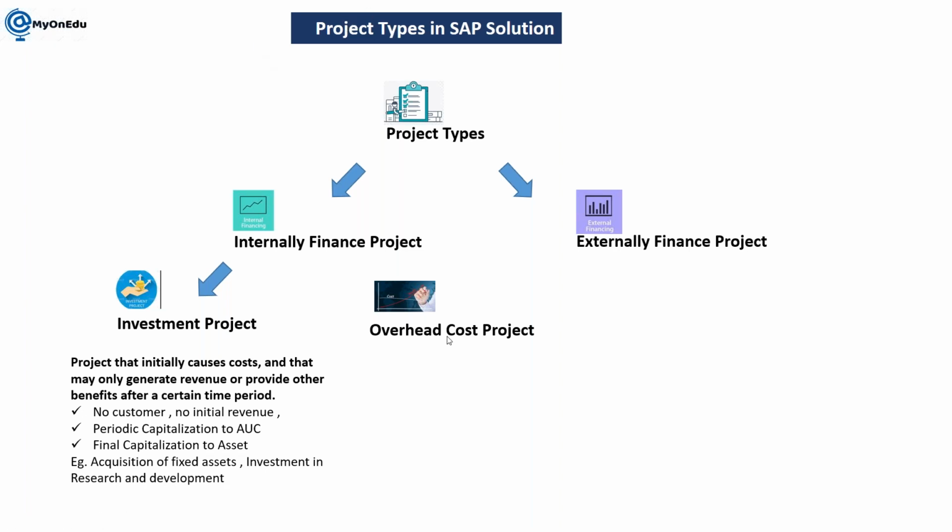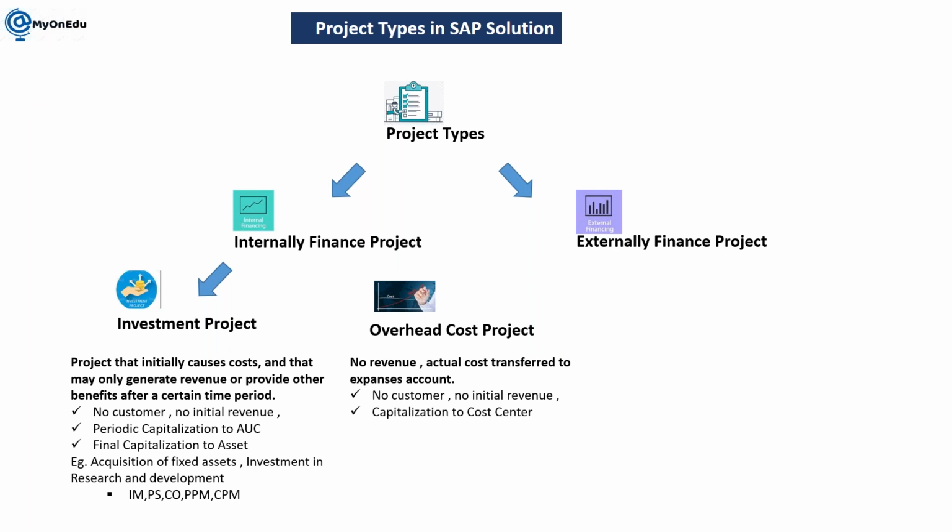And when we are going for an overhead cost project, these are the projects which don't have any revenue. Actual cost transfers to expense. So whatever cost is there, this will go directly to the expense account. No customer, no initial revenue. Capitalization to cost center. Okay, and like R&D project, you can implement this kind of project in PS, CO. PS is project system, CO is controlling, PPM is project portfolio management, and CPM is commercial project management.